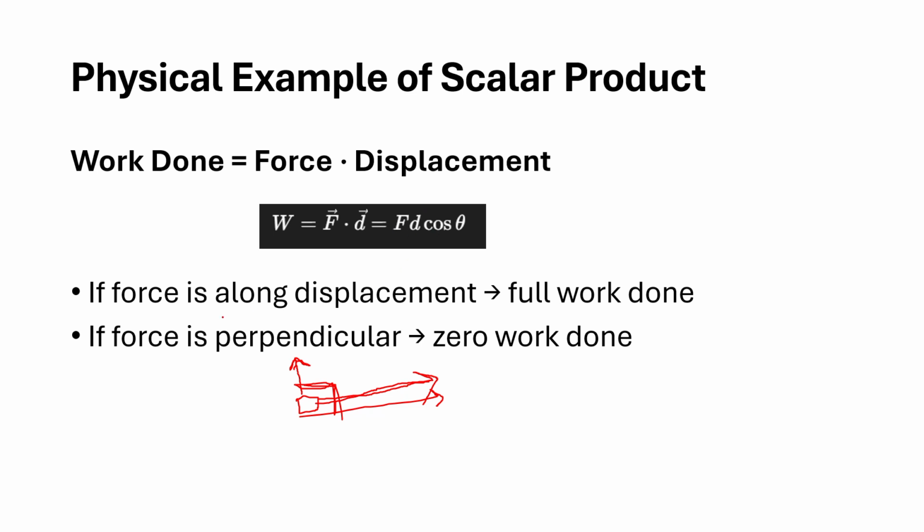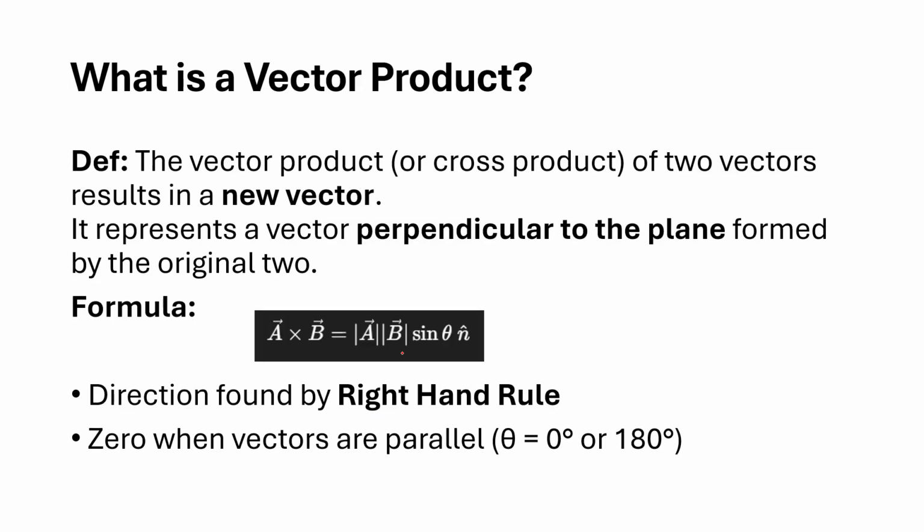So in simple terms, we can say that if the force is along the displacement, the full work will be done. If the force is perpendicular to the displacement, no work will be done. So this is the physical example of the scalar product.